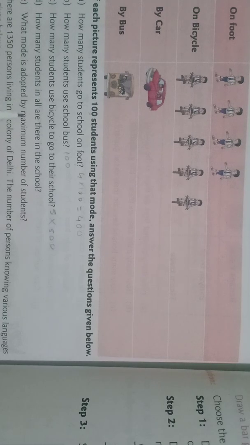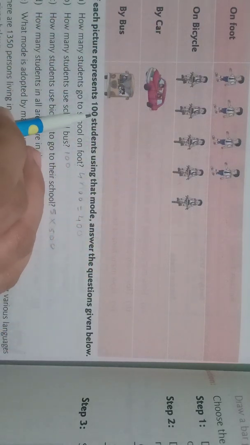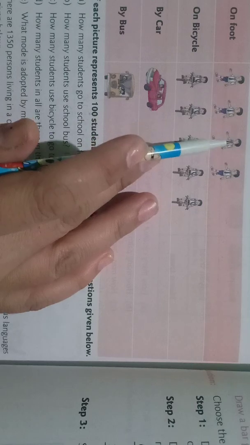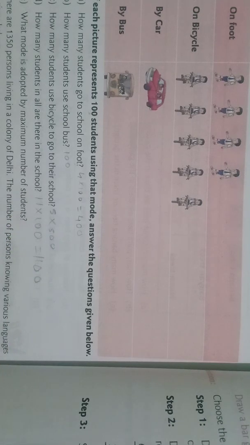How many students in all are there in the school? So we have to write down the total number of students that go to the school. So let us count all of the symbols and multiply by 100. So 1, 2, 3, 4, 5, 6, 7, 8, 9, 10, 11. 11 multiplied by 100. This will become 1100. So 1100 students are in the school.